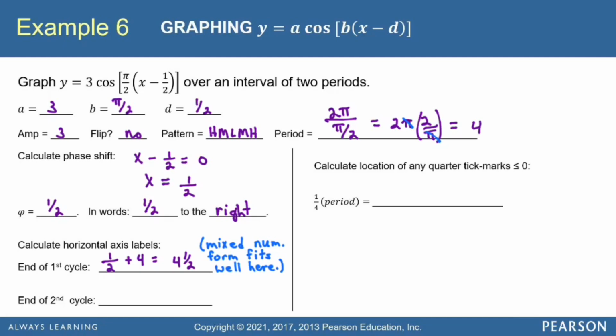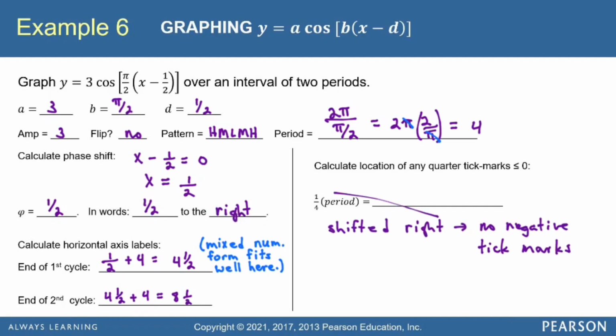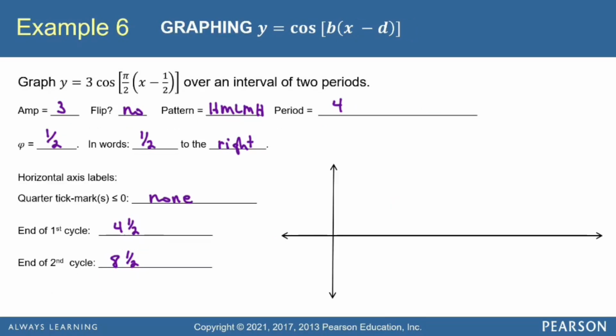And now for the label at the end of the second cycle, we'll take our starting point, which is the 4.5, and we'll add another period to that, which is 4, and then 4.5 plus 4 gives us 8.5. And again, we'll just leave that in mixed number form. Now because we had a phase shift to the right, we did not need to calculate the location of any of the tick marks because none of them were going to be to the left of the y-axis. And now I've copied all of the information from the first slide over here, and we're ready to graph.